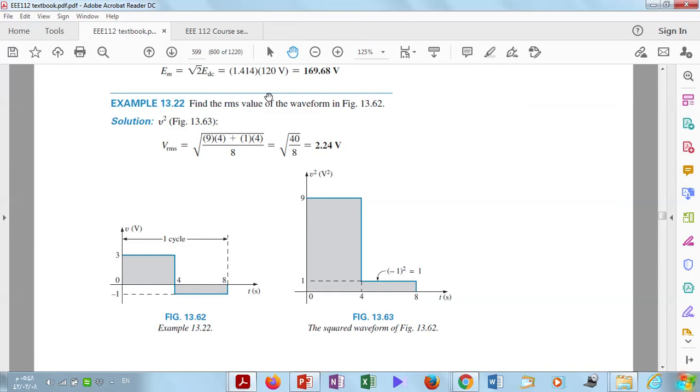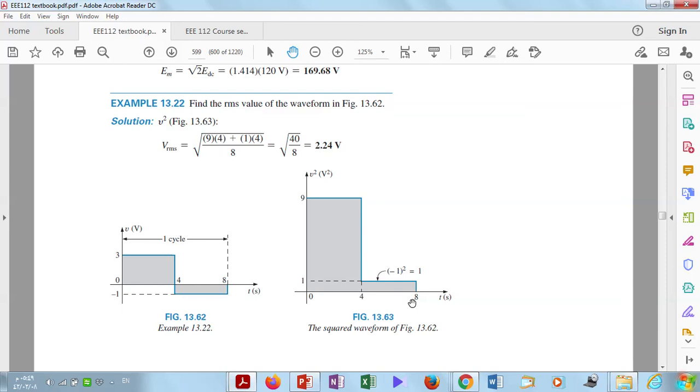This example is not a sine wave, but we can go through it quickly. Find the RMS value of the waveform. How to find the RMS value for a square wave or something like this? We said RMS: R means root, M means mean, S means square. The waveform we must square. Right. This is 3, if we square it, it will become 9. And this is minus 1, if we square minus 1, it will become 1.